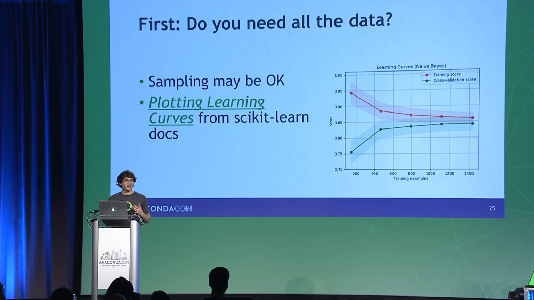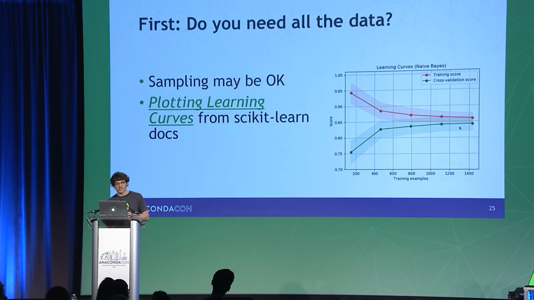A good way to validate that sampling is an option is to plot a learning curve. So the Scikit-Learn docs show this. Very briefly, this is showing the performance. In green is on the cross-validation set. So how well is your model doing at predicting new data? And along the x-axis here, we have the number of training examples. So we're sampling subsets of the data.